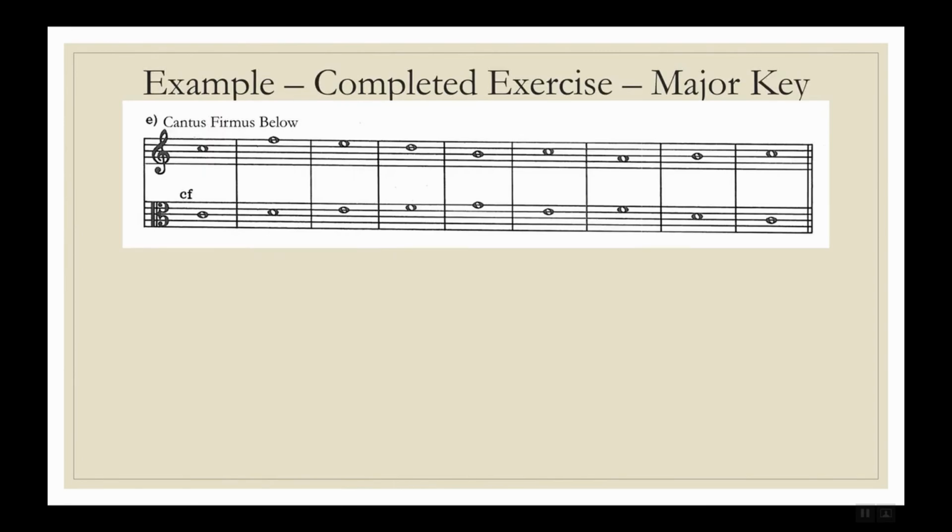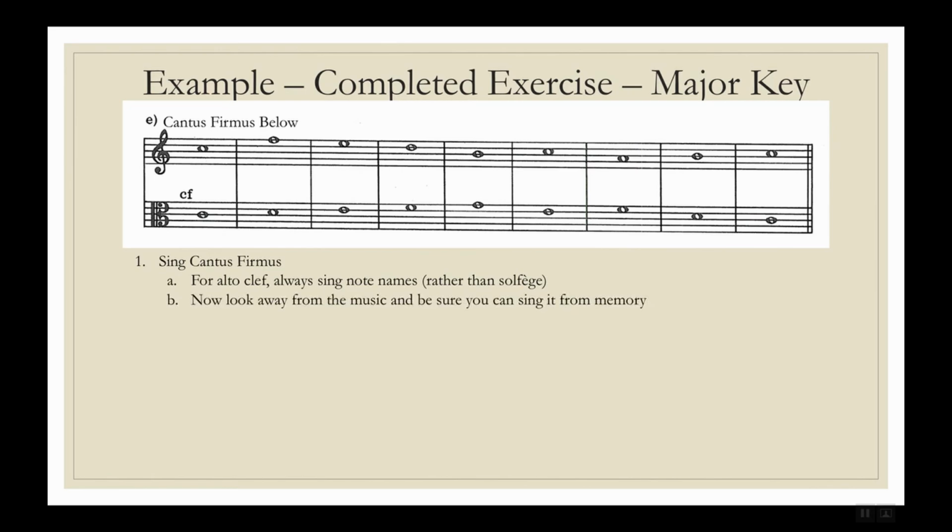So let's start with this example, Cantus Firmus. We're going to pretend that we're composing it ourselves. So we're going to sing the Cantus Firmus. I'm going to give us a C. C, ready, and C, D, E, F, G, E, F, D, C. In the alto clef, always sing the note names rather than solfege. And then now look away from the music and see if you can do it from memory.